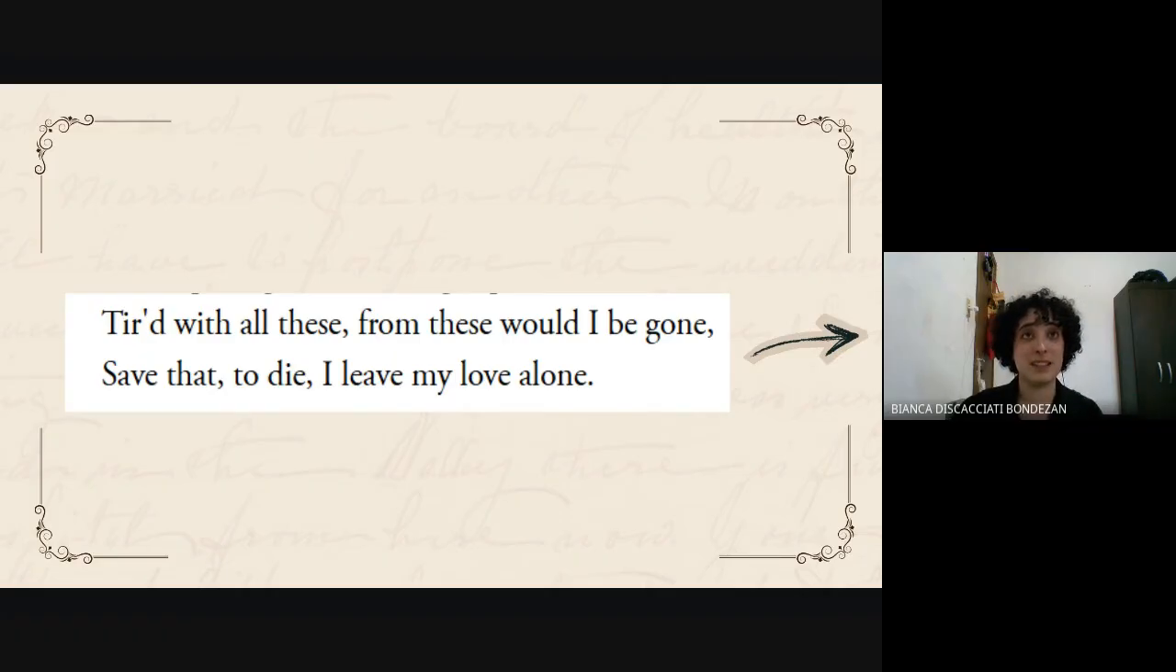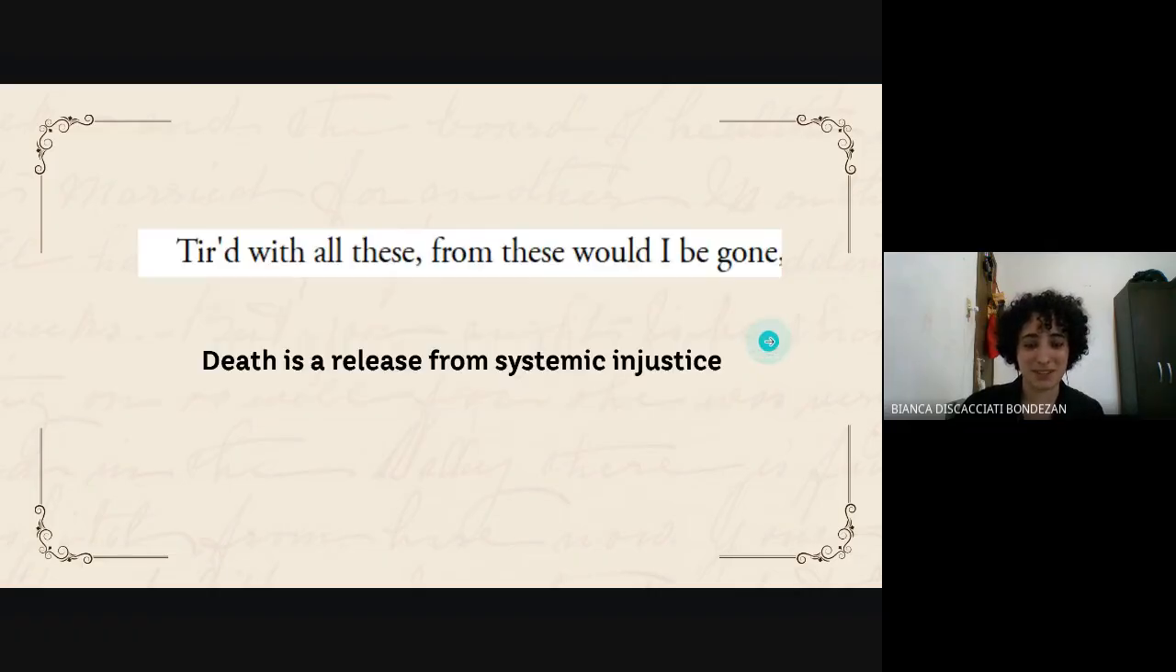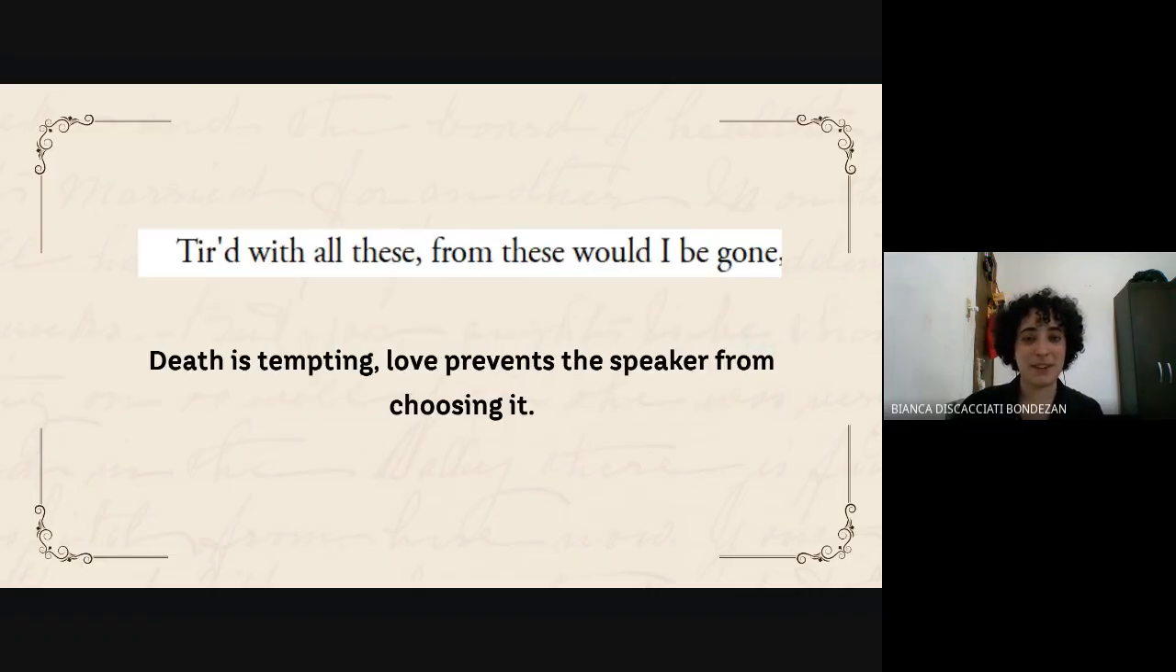They do, but they have only one thing keeping them alive, which is that if they die, they will leave their love alone. So even though the world is a very unjust place, the world is awful, it is making them upset, it is hurting them, but they love someone and they want to stay for them. So that's so cute, right? That's my favorite sonnet. It is cute, but it is also very sad, because there is only one thing worth staying for.